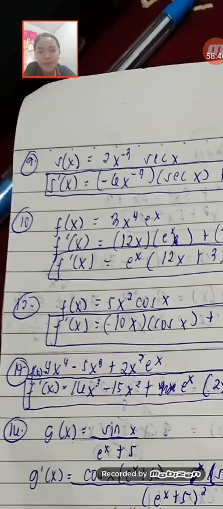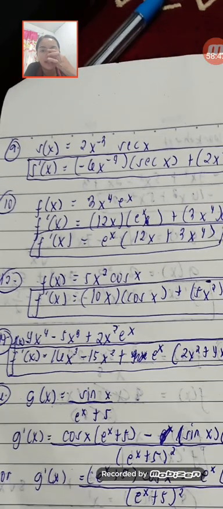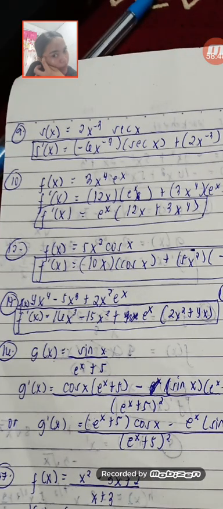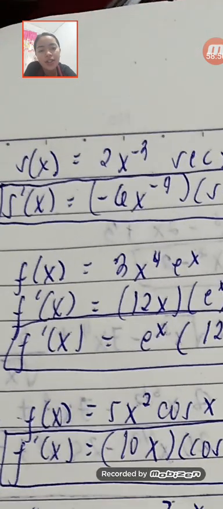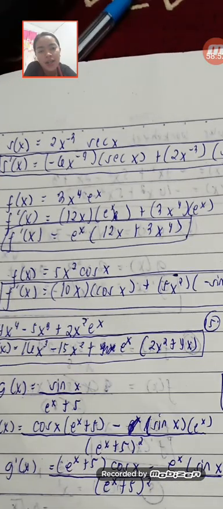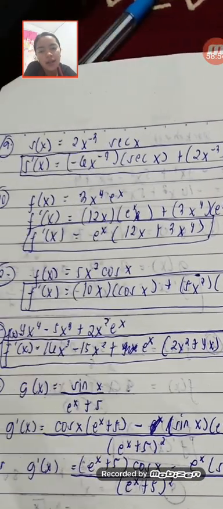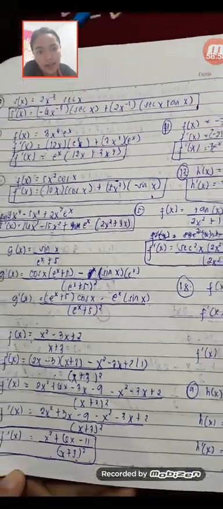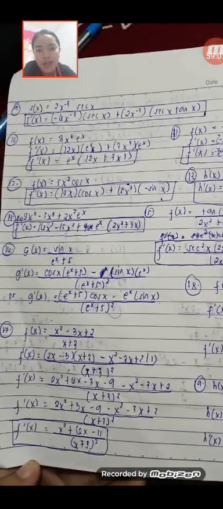This is basically multiplication. That's why we need to use the product rule in this part. So the derivative of the first function is negative 6x minus 4. Copy the second, copy the first function, and the derivative of sec x is sec x tan x. That's why we come up with that answer.